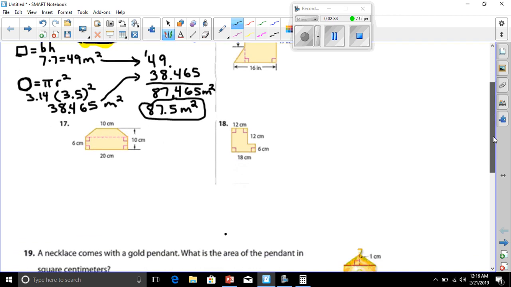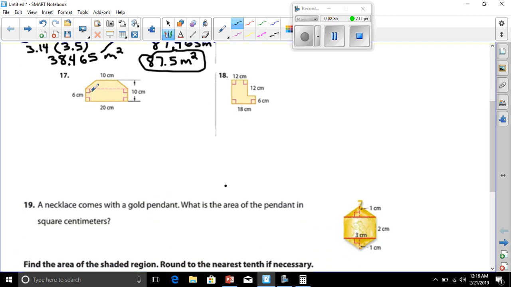Let's try number 17 together. We see we have two shapes here. One is just a rectangle. That's pretty easy because that is nothing but base times height. Well, my base is 20 and my height is 6. And that's going to equal 120. So my rectangle is 120 centimeters squared.